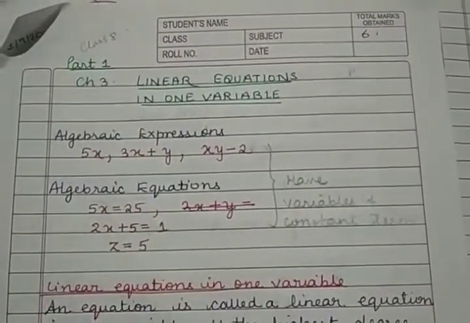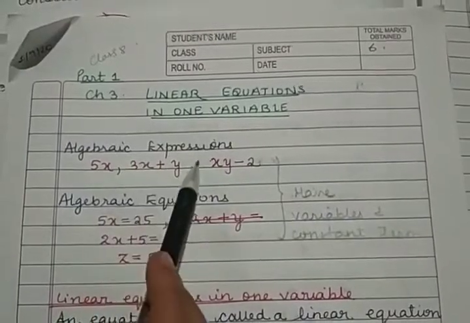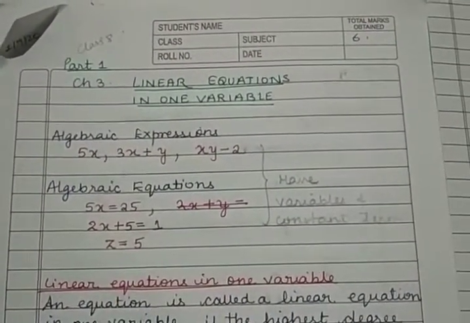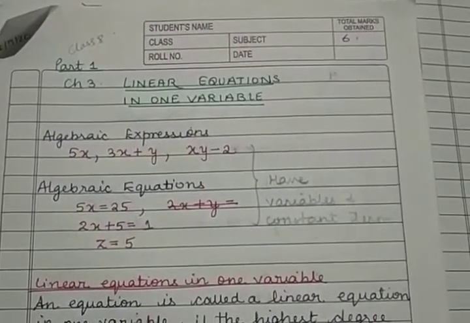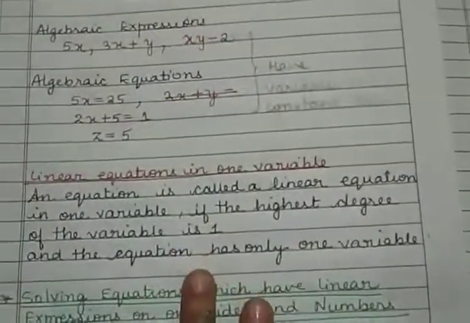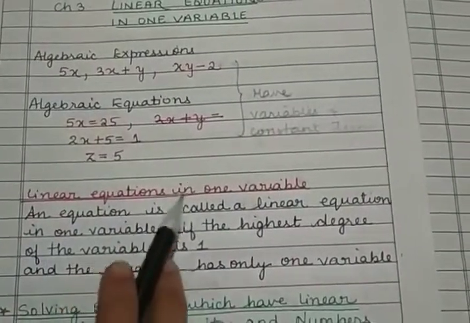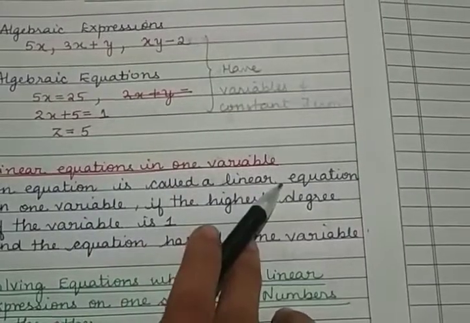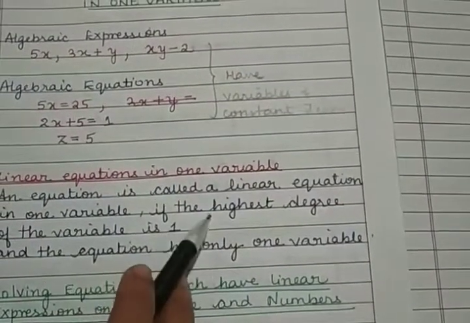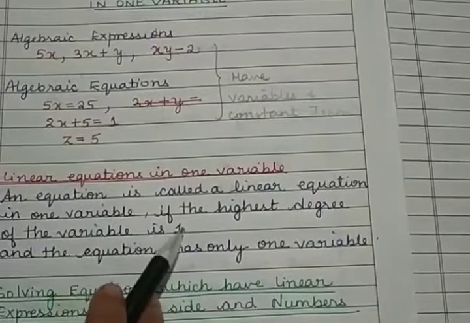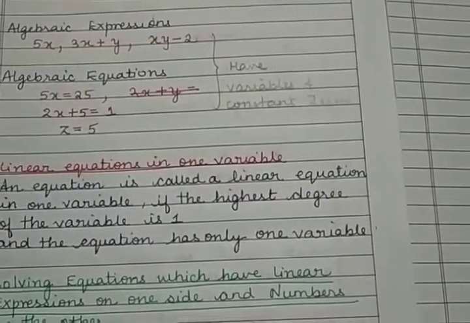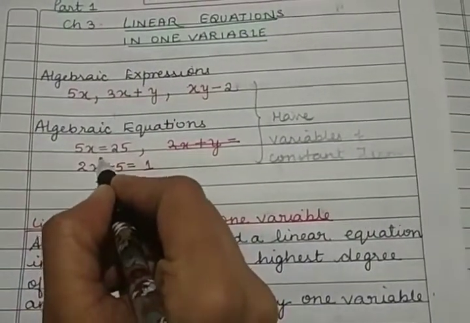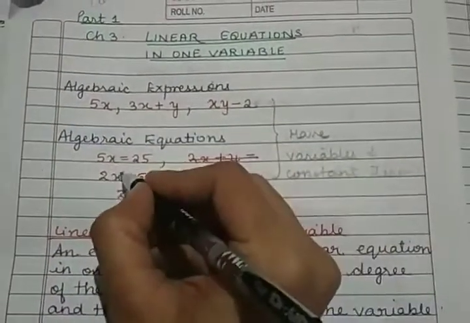Now if you see, we had studied expressions with more than one variable, but in this chapter we are going to see equations with only one variable. So what are linear equations in one variable? An equation is called a linear equation in one variable if the highest degree of the variable is 1 and the equation has only one variable. So the degree, if you see, is the highest power here. So here it is 1, right?